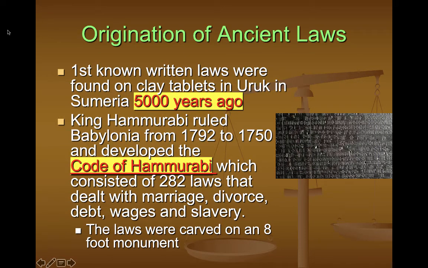All right, so let's look back historically. Where do we get our origination of ancient laws? The first known written laws were found on clay tablets in Uruk in Sumeria over 5,000 years ago. King Hammurabi ruled in Babylonia from 1792 to 1750 and developed the Code of Hammurabi, which consisted of 282 laws that dealt with marriage, divorce, debt, wages, and slavery. You can see a picture of it on the right there. The laws were carved on an 8-foot monument.